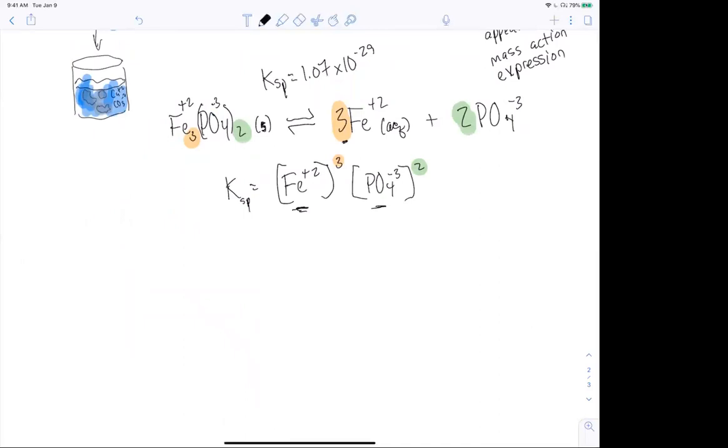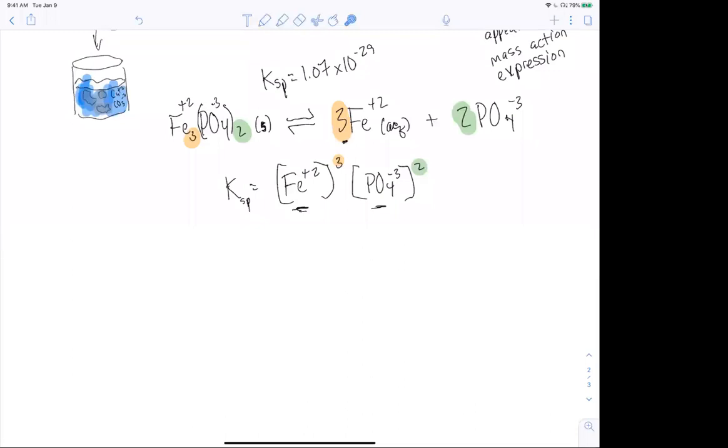So back to the question: does an insoluble compound have a KSP? That is a good question. All compounds have a KSP. So iron phosphate, for all practical purposes, is insoluble. Its KSP is 1.0 times 10 to the minus 29th. But if you put some in solution, a very, very small quantity of it will dissolve.